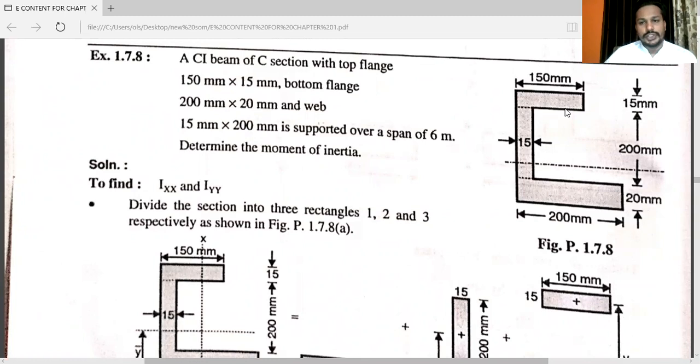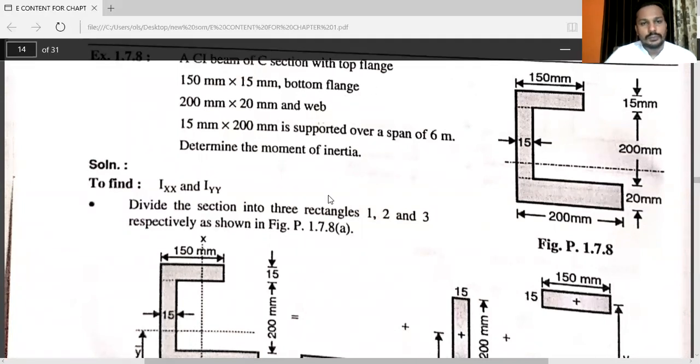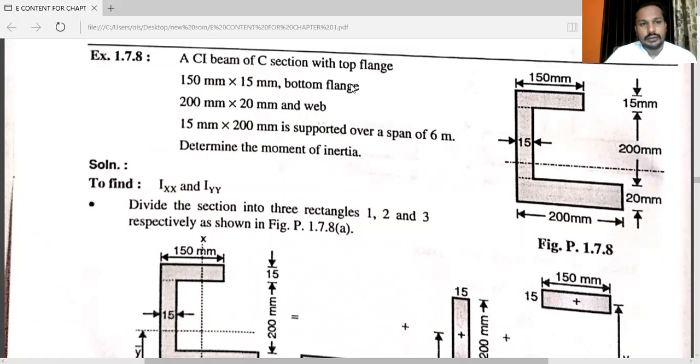See, sometimes C section is symmetrical about horizontal center line, but here intentionally we are taking this type of problem where the top flange and bottom flange is not symmetrical. As you can see, the dimension of this top flange and dimension of this bottom flange is different. So first of all, see the given problem very carefully.